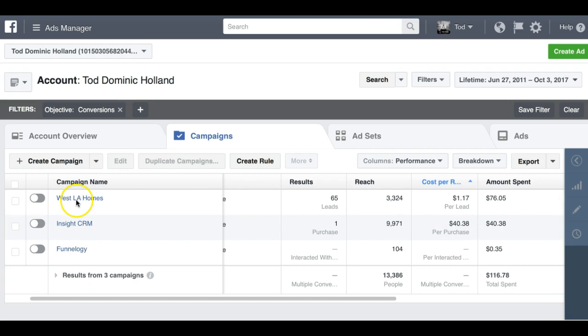So it's worthwhile. This one right here, 65 leads for about $1.17 a lead. This is highly optimized. This is one of the better campaigns that are out there, and this is a $1 million neighborhood in West Los Angeles. So they're both working pretty well.